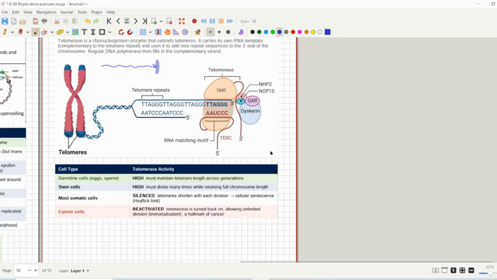So telomerase activity in different cells is in front of you. You have to know the telomerase activity only in germ cells and stem cells. For somatic and cancer cells, it is not really important, but still you have to know what happens in germ cells. In germ cells the telomerase activity is really high because they maintain telomere length, while stem cells divide many times and retain the full chromosome length, while in somatic cells it doesn't really work well.